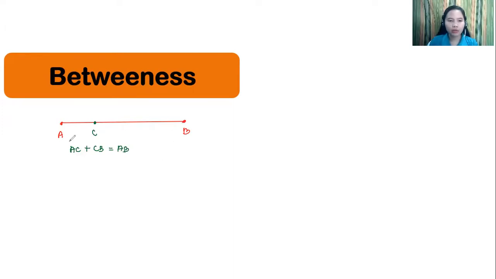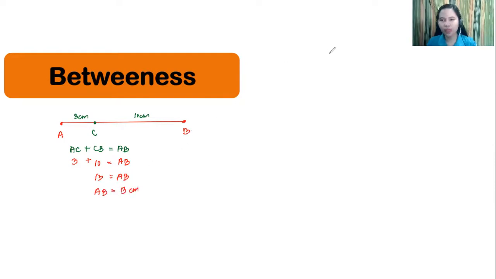Let's have an example. For example, segment AC measures 3 centimeters, and segment CB measures 10 centimeters, and you are asked to find the value of segment AB. What you have to do is just substitute. The value of AC is 3 centimeters, and the value of segment CB is 10 centimeters. To find the value of segment AB, just add 3 plus 10, so you have 13. So segment AB is equal to 13 centimeters. And that is the betweenness.